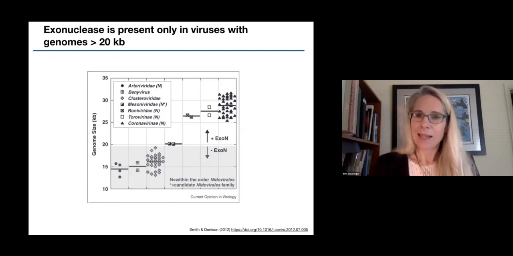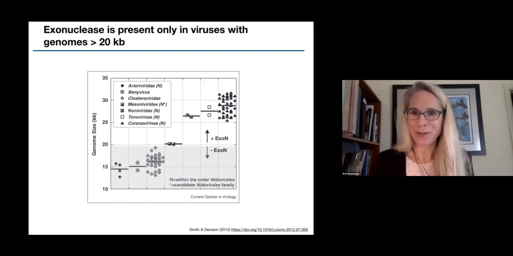So, how is it? Yeah, this was a mystery for quite some time. How could coronaviruses tolerate genomes that were so huge? And it turns out that it's likely because, unlike all of these other canonical RNA viruses, they can proofread through their RDRP. And so interestingly, this exonuclease activity, this ExoN activity, is only present in viruses that have enormous genomes.